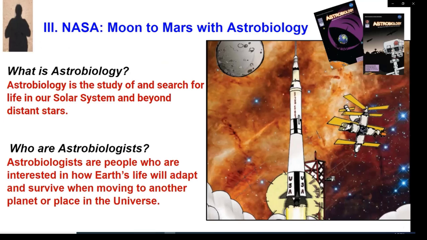My slide is about what is astrobiology. Astrobiology is the study of and search for life in our solar system and beyond distant stars. What are astrobiologists? Astrobiologists are people who are interested in how Earth's life will adapt and survive when moving to another planet or place in the universe.